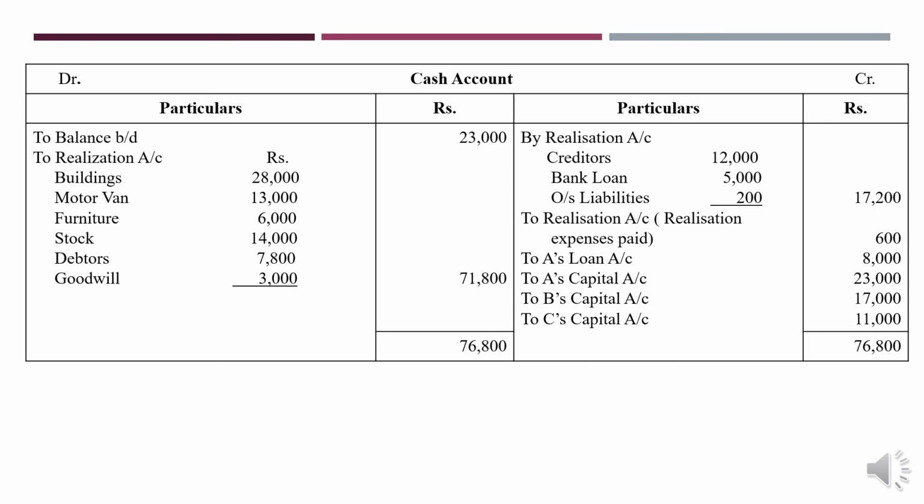So first, what do we do in the dissolution? These are the steps. You can expect this for section A. First, we realize the assets. Then we use the realized value for paying the outsiders' obligations, including the realization expenses. Then we pay the partner's loan. Then the remaining surplus is used for paying the partners' capital. Thank you.